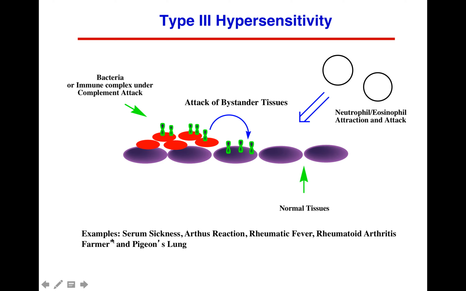There are a number of sicknesses that result from this type of interaction. Serum sickness, where you have blood that has been attacked by complement, can pool in the feet. There is the Arthus reaction, rheumatic fever, rheumatoid arthritis, farmer's and pigeon breeder's lung. Anything where you breathe in a lot of allergens, for example, can lead to that. So there are a number of examples of conditions that can lead to this reaction.